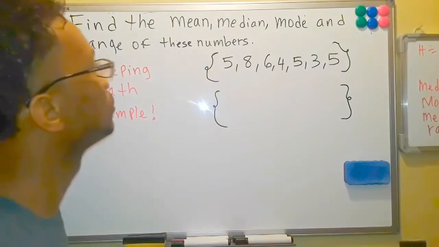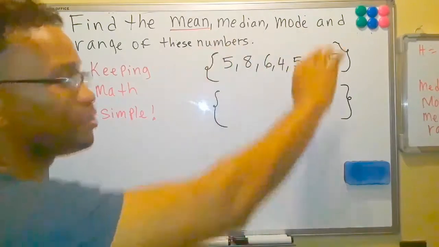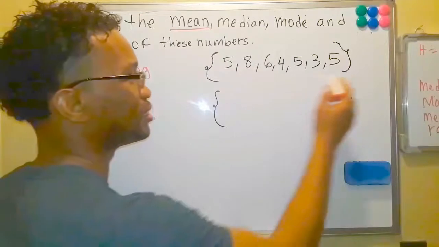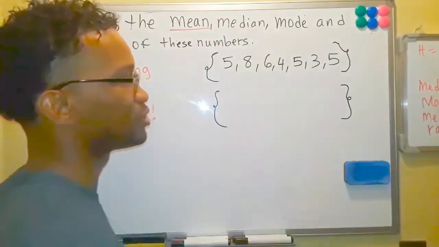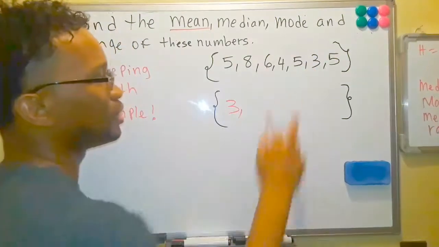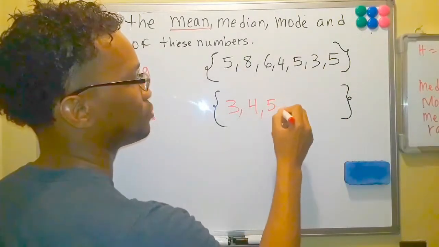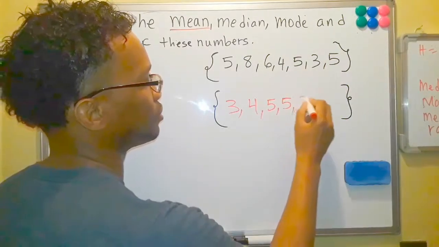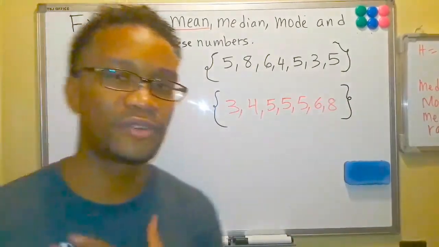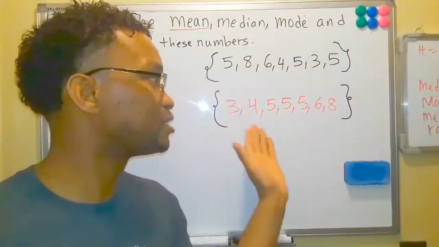So first, the mean. One of the first things to do, I like to keep things in order. So what I like to do is organize this from least to greatest. So I find the smallest number first, 3, and I write that down here. The next number, 4. Then the next, 5. There's 3 5s. And I got 6 and 8. So if I have a list of numbers like this, it's good to organize them from least to greatest.